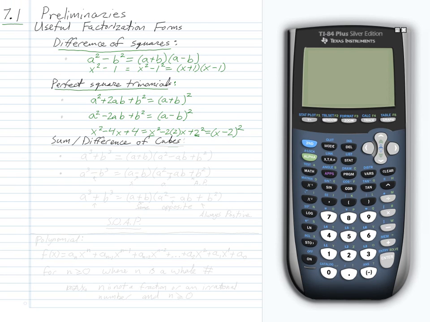The third factorization, which will come in somewhat handy a little bit later on, is the sum and difference of cubes. Now in this case, we are given something like a cubed plus b cubed, and this actually factors as a plus b times a second degree polynomial, a squared minus ab plus b squared. And if we had something like a cubed minus b cubed, this would factor in a very similar way as a minus b times a squared plus ab plus b squared.